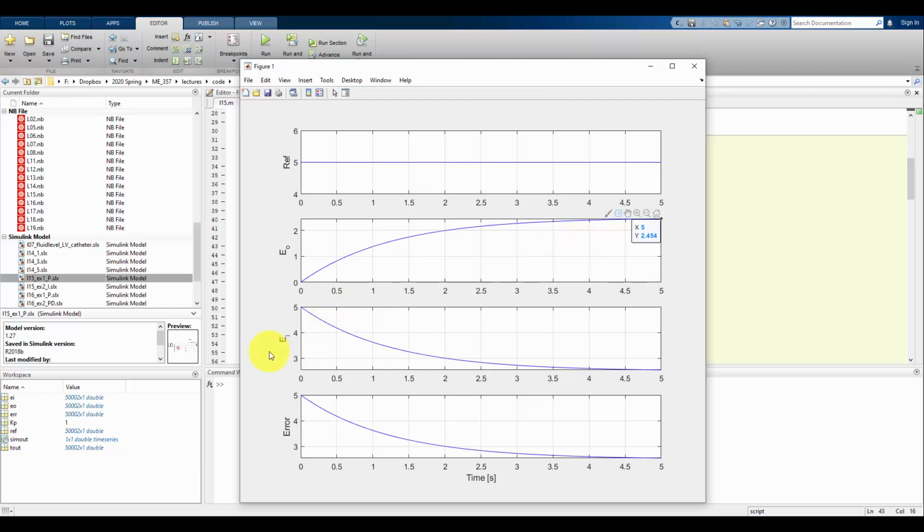Also, we can look at what the input voltage looks like. Again, initially the error, as we can see below, is 5, and we're multiplying that by the gain to get our input voltage. The input voltage starts at 5 volts, and it's going to go down asymptotically to 2.5 volts using a gain of 1.